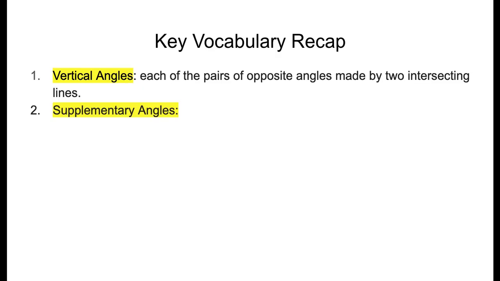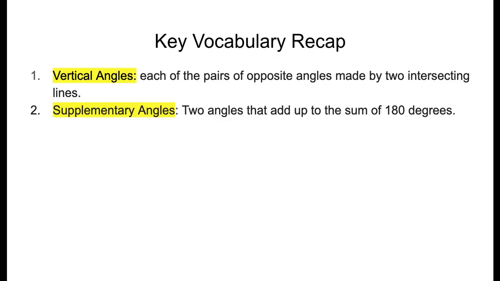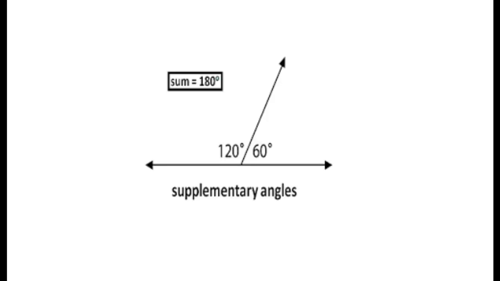Then we have supplementary angles, which are two angles that add up to the sum of 180 degrees. So in this example here, we see that these two angles, 120 and 60 degrees, when added together, equal 180 degrees.